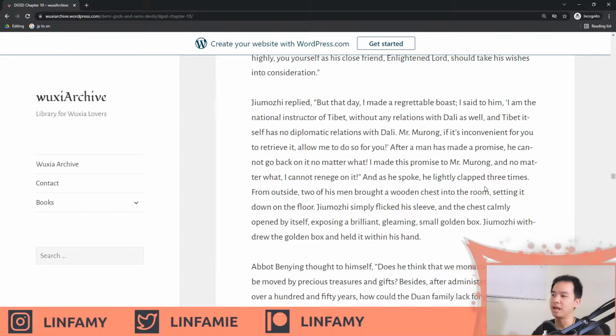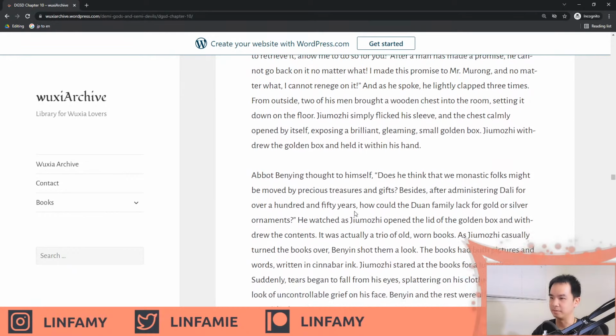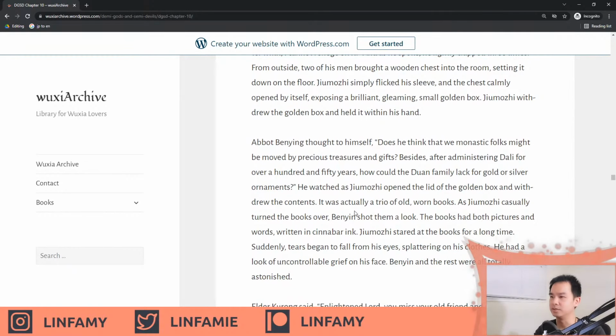And as he spoke, he lightly clapped 3 times. From outside, 2 of his men brought a wooden chest into the room, setting it down on the floor. Jiumozu simply flicked his sleeve, and the chest calmly opened by itself, exposing a brilliant, gleaming, small golden box. Jiumozu withdrew the golden box and held it within his hand. He's giving them a gift. Abbot Bunyin thought to himself, "Does he think that we monastic folks might be moved by precious treasures and gifts? Besides, after administering Dali for over 150 years, how could the Duan family lack for gold or silver ornaments?"